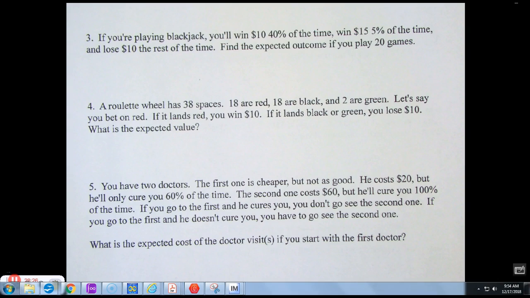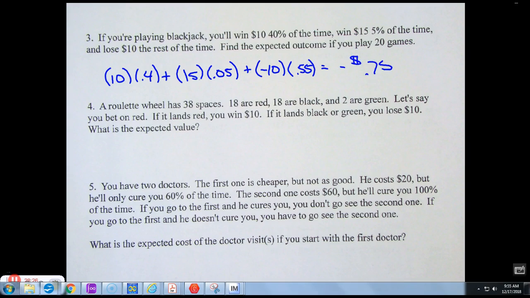So the expected outcome if you play 20 games is you just take the expected outcome of one game and multiply it by 20. On the surface, it actually seems reasonable until you run the numbers, and it's not. Why would they run it if it were reasonable? So you get -75 cents for one game, and then you do -0.75 times 20, and if you played 20 games, you'd be expected to lose $15.